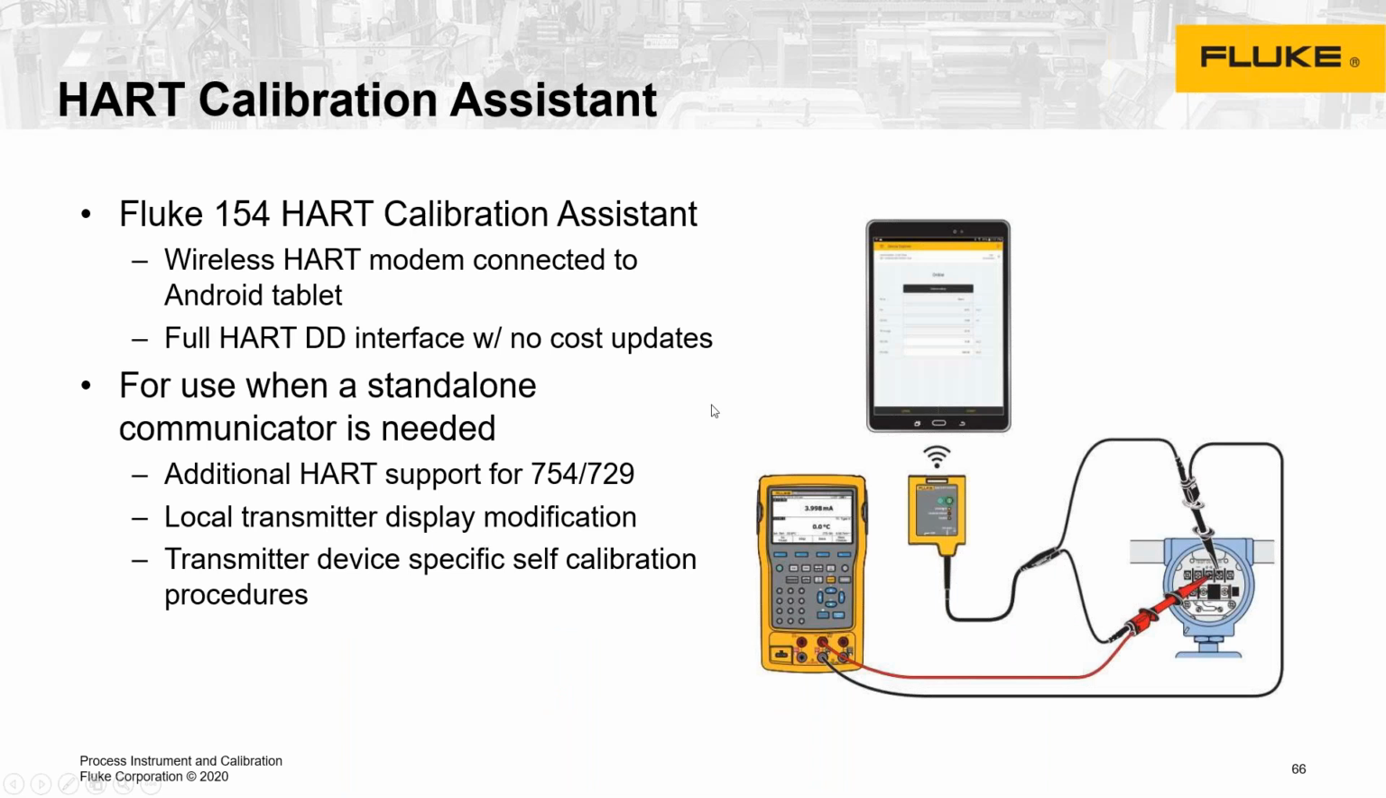In cases where we have certain transmitters or certain devices that need a deeper dive into the HART, a pure DD communicator, the HART 154 Calibration Assistant is a wireless modem connected to an Android tablet that would allow you to, in this illustration, connect up to a transmitter with a Fluke 754 to provide a deeper dive into the transmitter microprocessor and allow you to run certain device-specific calibration protocols. I can speak to flow meters especially, which have a lot of specialized calibration procedures that this can be used for, and thus the calibration assistant. It is a true HART communicator, a drop-in replacement for existing HART communicators, but its primary objective was to be an associate to the 729 and 754 in these applications.